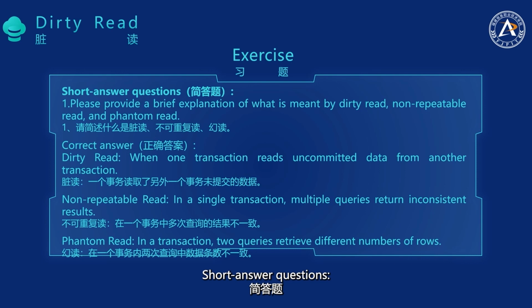Short answer questions. First, please provide a brief explanation of what is meant by dirty read, non-repeatable read, and phantom read. Correct answer: dirty read, when one transaction reads uncommitted data from another transaction. Non-repeatable read, in a single transaction, multiple queries return inconsistent results. Phantom read, in a transaction, two queries retrieve different numbers of rows.